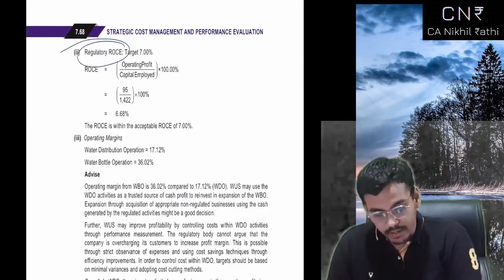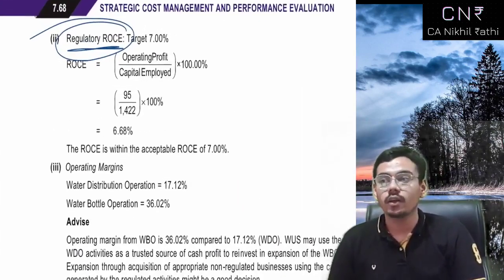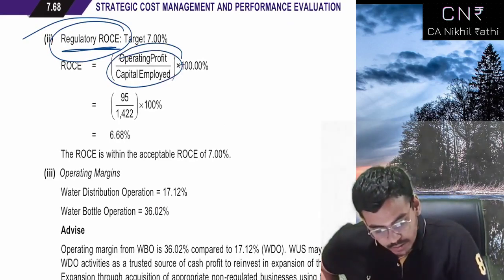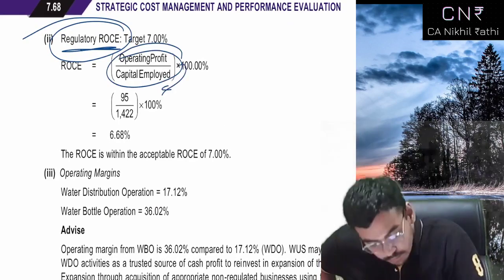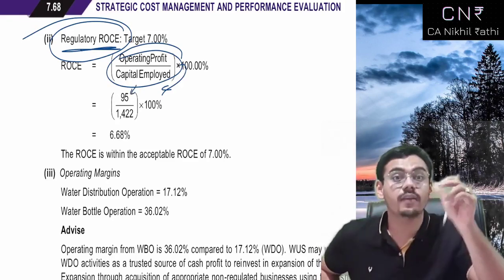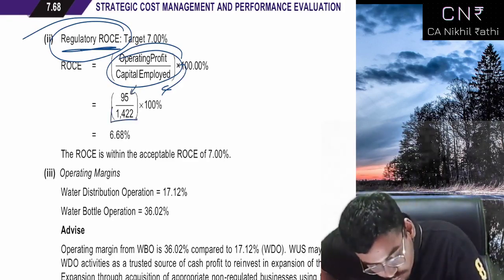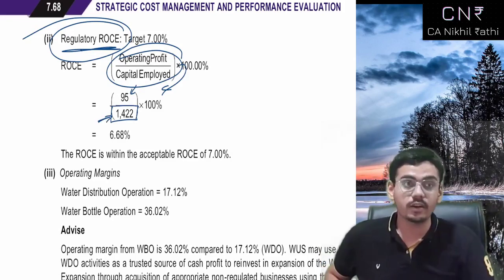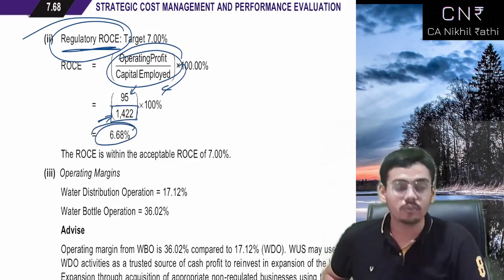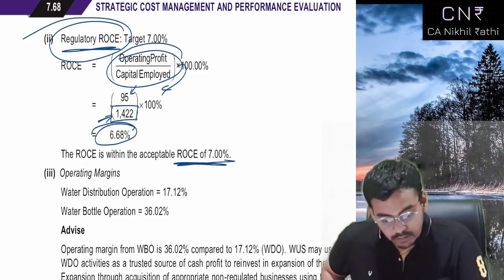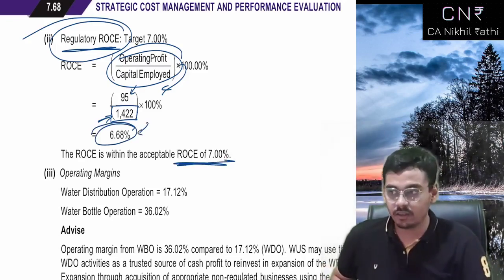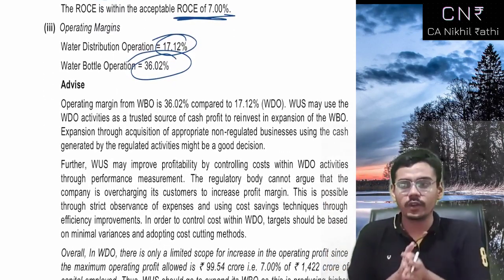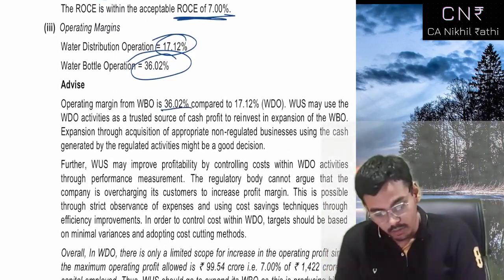Then you need to find regulatory return on capital employed. Now what is that? Operating profit upon capital employed, and that is what you will calculate. Remember one thing, that operating profit is given 95 and this capital employed is by the regulator because it is specifically for regulatory purposes. That comes 6.8. They have said that acceptable is 7, so it is within the margin, nothing important. Operating margins you will calculate, that is simple. Operating margin is the profit that you are calculating.